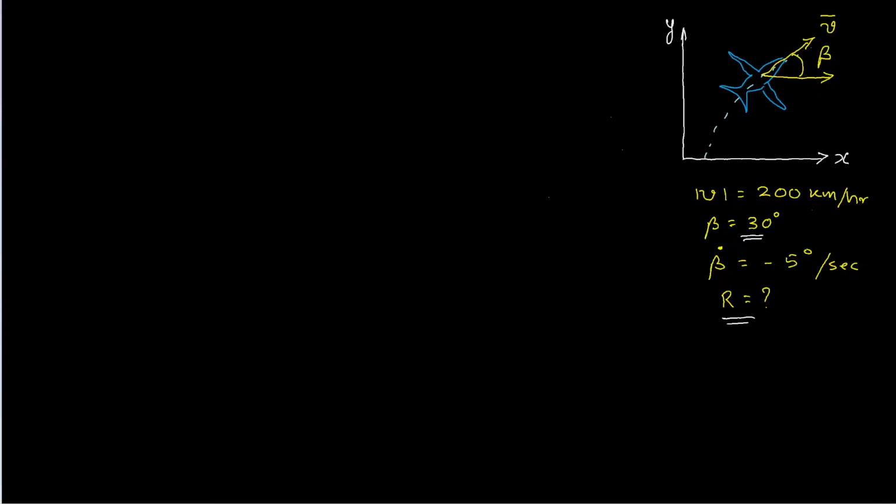There is a plane which is flying at a constant altitude at a speed of 200 kilometers per hour, and this speed of 200 kilometers per hour is constant, it's not changing its speed. The angle which the heading makes with the x-axis is beta, which is 30 degrees, and this heading angle is changing at a rate of minus 5 degrees per second, and we are supposed to find out the radius of curvature of the path at that particular instant.